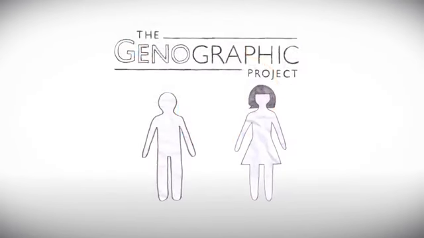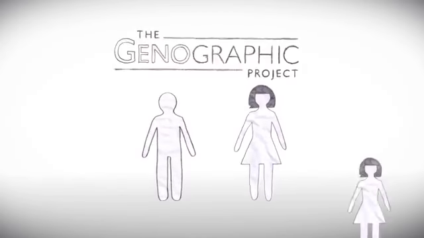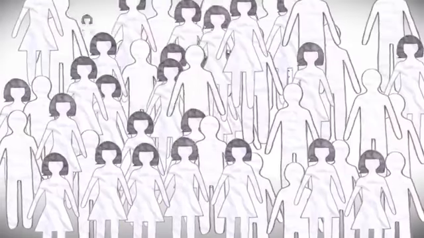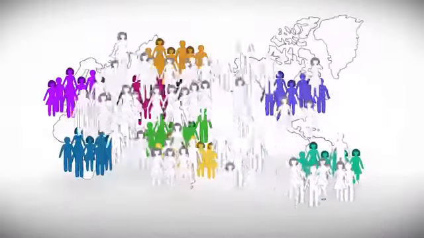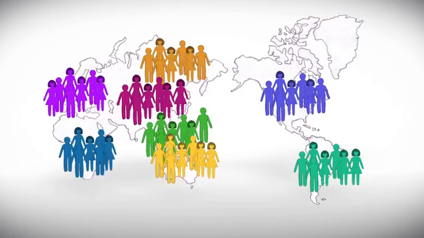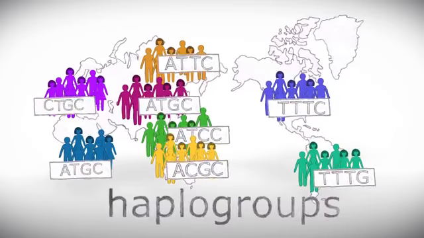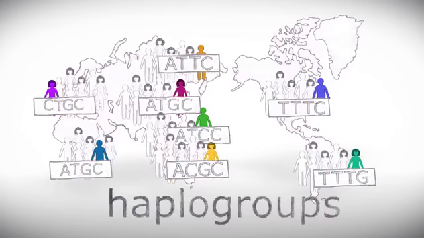Over the last several years, the Genographic Project has studied the Y chromosomes and mitochondrial DNA of more than 500,000 people. We now know that everyone on Earth belongs to one of hundreds of distinct groups of related people, based on which markers they have on their Y chromosome or mitochondrial DNA. We call these groups haplogroups. Each person in these groups traces their descent from a common ancestor. Haplogroups, your branch on the human family tree.